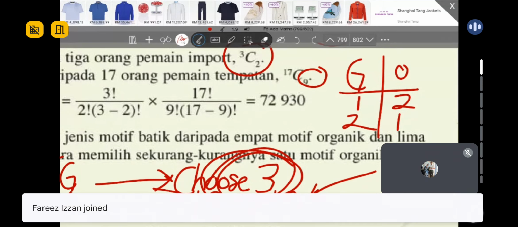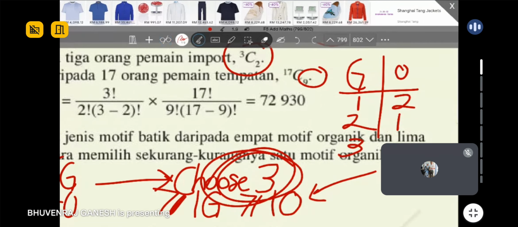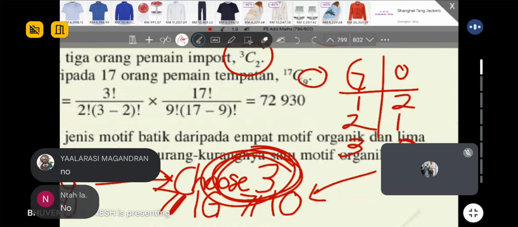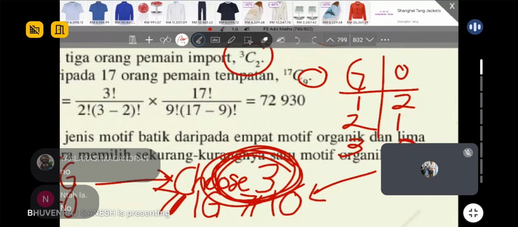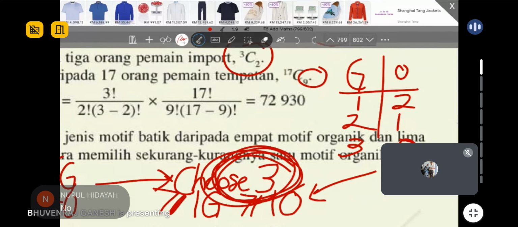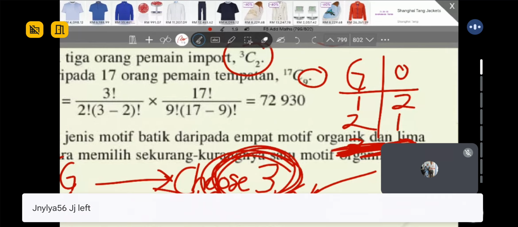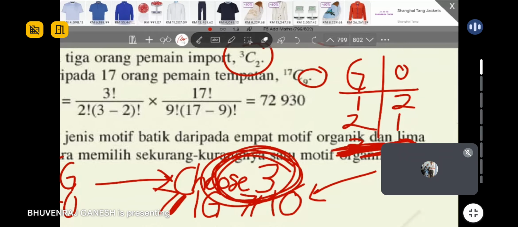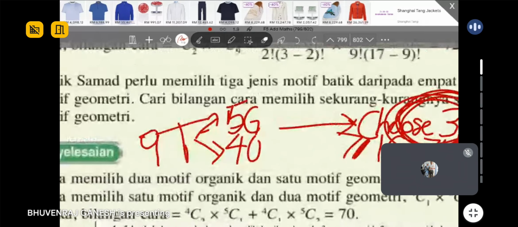Okay guys, saya tanya satu soalan. Boleh tak saya letak 3 geometri, kosong organik? Boleh tak? Sebab jumlah masih 3 kan? Very good. Okay, you all understand. Because the question say it must be greater or equal to 1. Kena lebih besar atau sama dengan 1. So you must have at least 1. So 3-0 is wrong. 0-3 also wrong. Cannot have 0. Tak boleh ada kosong. Okay, so the answer is this one. Okay, so only 2 case.